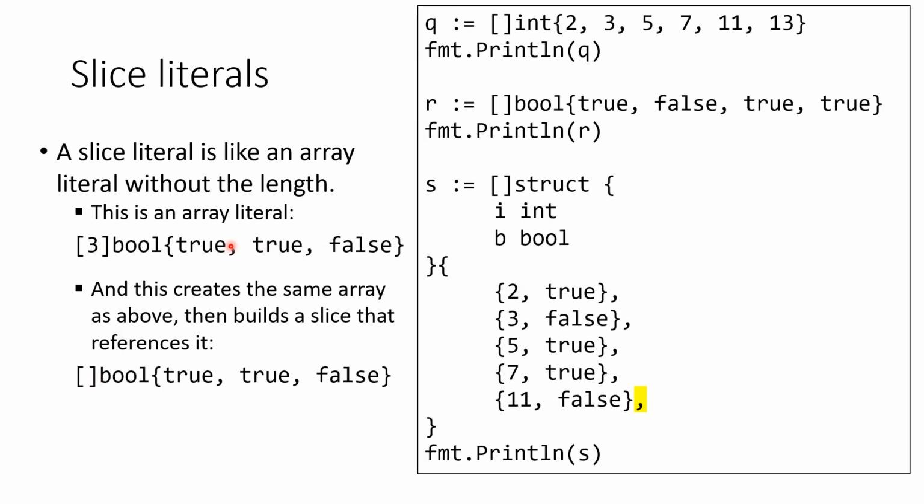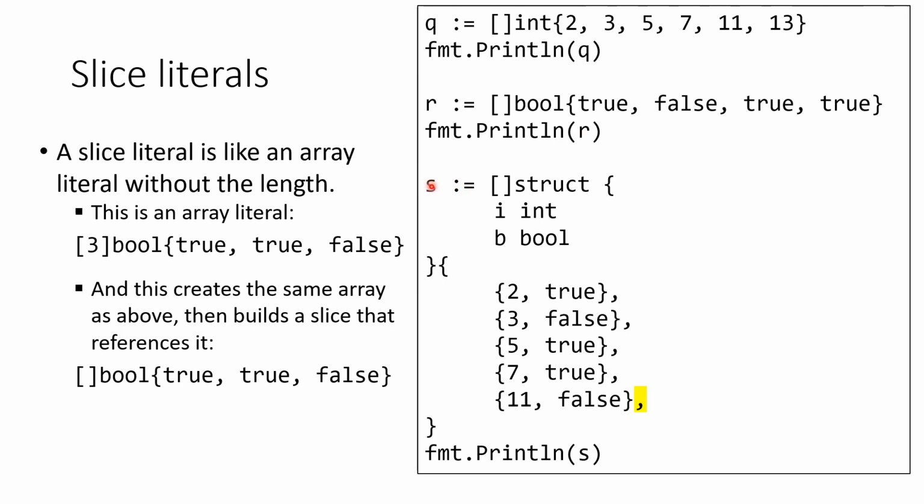For a more complex example, let's consider this code fragment. The first line of code creates a slice literal named q that references an unnamed array of 6 integers with values 2, 3, 5, 7, 11, and 13. Then it prints out the slice q. Next, it creates another slice literal r that references an array of 4 Boolean values: true, false, true, true. Then it also prints out the slice r.